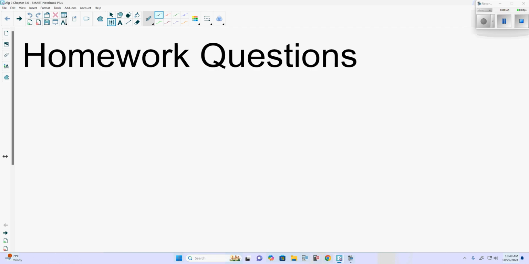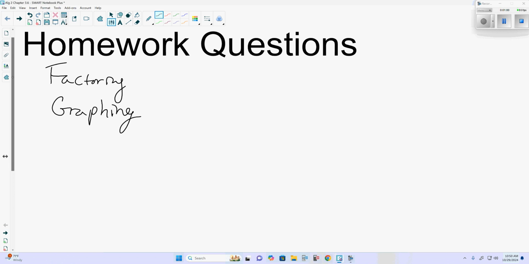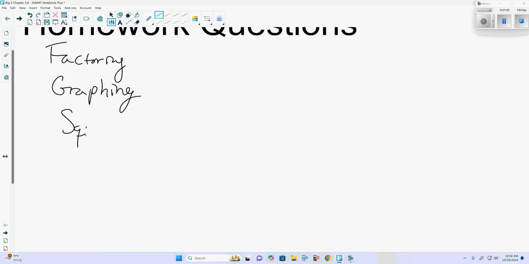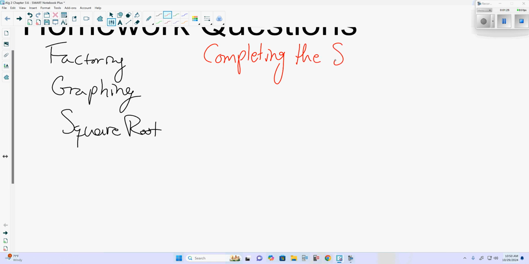All right, guys. So far, our ways to solve quadratics, we've had a few, because we've had factoring, graphing, square root method were the first three main ones that we found, and all these work as long as it's set up correctly. Now, the first one that we learned that works for every single one is completing the square.